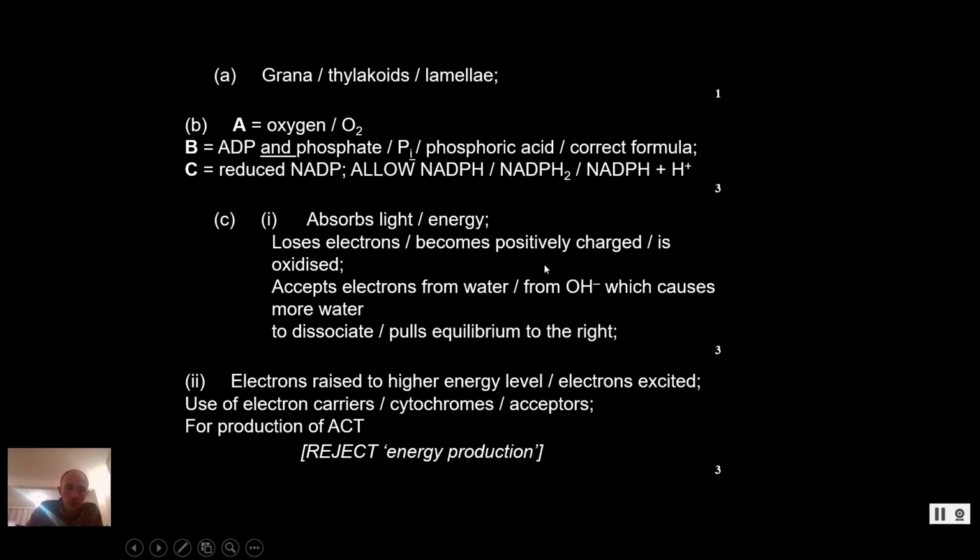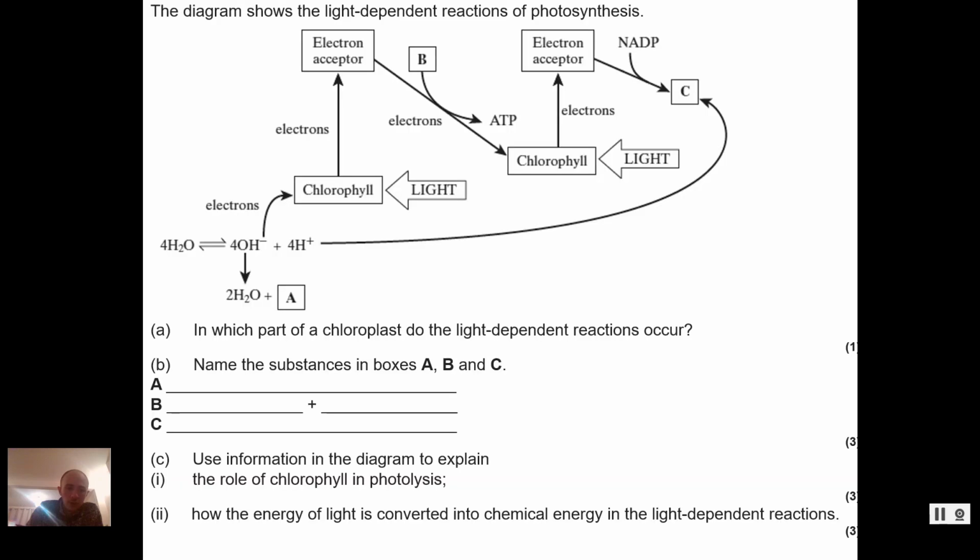So forget it. If you had written down everything we talked about photolysis, you would have talked about light being involved, you would have talked about electrons replacing electrons lost in photoionization. Now you might also have talked about how it's getting broken down to hydrogen ions and oxygen as well. That won't lose you marks, but it will just be extra stuff you've written that won't get you marks. If we go back to C part 2, how energy of light is converted into chemical energy in light-dependent reactions.